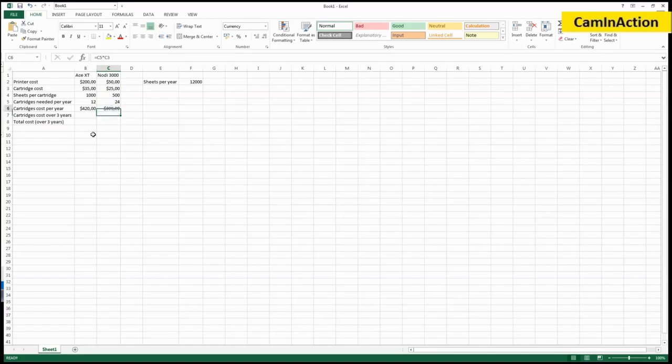Okay, here we already see actually the second difference. The first difference was the needed cartridges per year, which was, of course, A60 gave us a much lower amount, almost twice less than Nodi 3000. And here, for the cost per year for the cartridges, A60 also gave us a good price. It's like a $180 difference between the two of them.